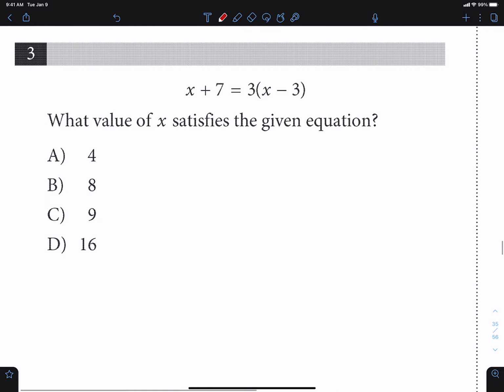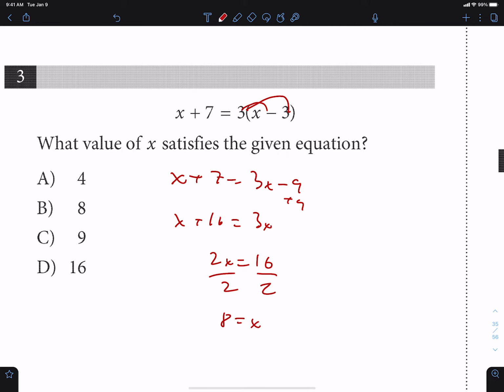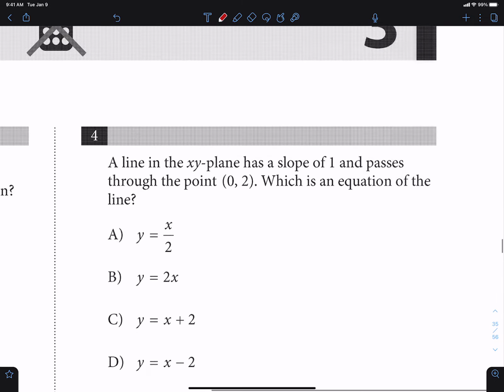What value of x satisfies the given equation? I'm going to go ahead and distribute. So x plus 7 equals 3x minus 9. Add 9, and I'm going to get 2x equals 16. Divide by 2 on both sides. So I get 8 equals x, or option B.